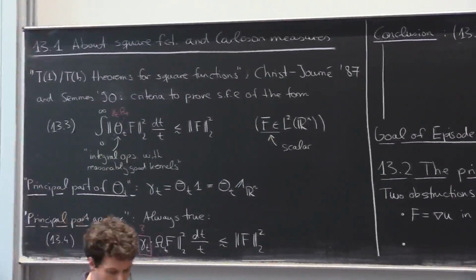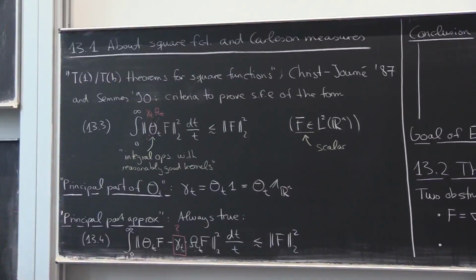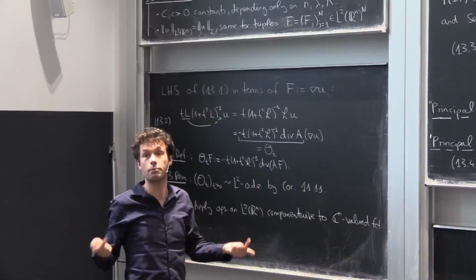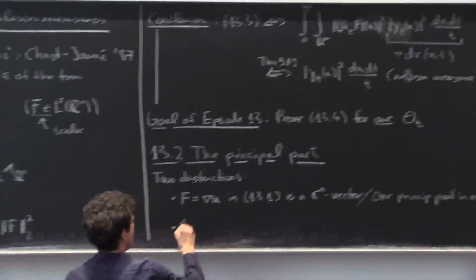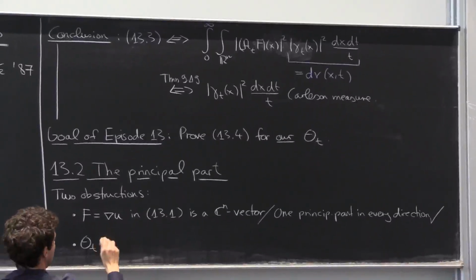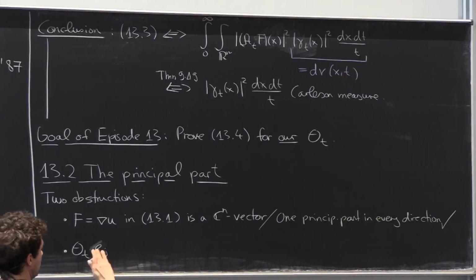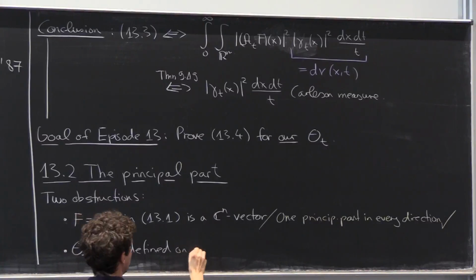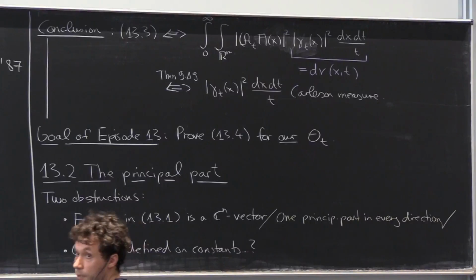The second obstruction is, how do I make sense of this? What is theta t of 1? Theta t is just an operator. I told you it's an operator acting on L2, but it's L2 of Rn, so there's no way of applying it to constants a priori. So, e_j are going to be the unit vectors. This is what I put here. So theta t is not defined on constants. How do I solve that issue?